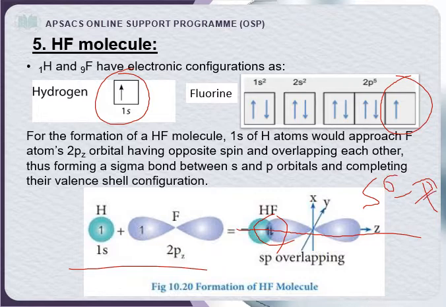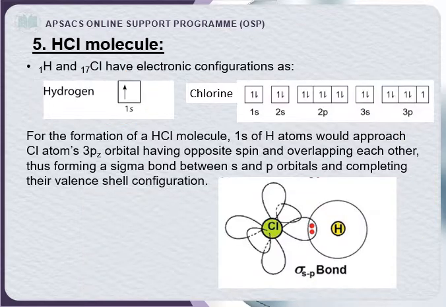Now you come to know that whenever there is s to s overlap, whenever there is s to p overlap, and whenever there is p to p overlap, every time there is sigma bond formation. Only one bond can be formed by hydrogen and fluorine in this molecule, as both of them hold just one unpaired electron with them, according to the VBT. Right? Now the next one is given.